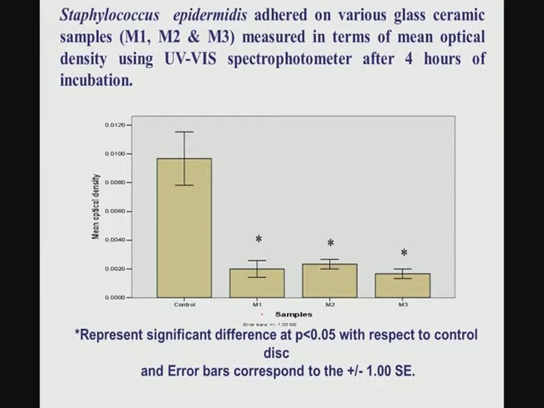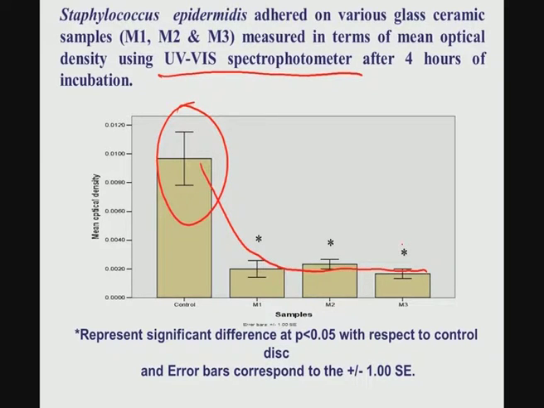This quantification is done using a UV-visible spectrophotometer, and what you see here is the reading for the control. Compared to the control, for M1, M2, M3 there is indeed a significant decrease in the optical density values. Therefore, they show that S. aureus bacteria growth is inhibited to a large extent on these M1, M2, M3 glass ceramics. So, they not only have antibacterial property, but they can also be used as a good cell growth substrate to facilitate cell viability and cell survival on these materials.